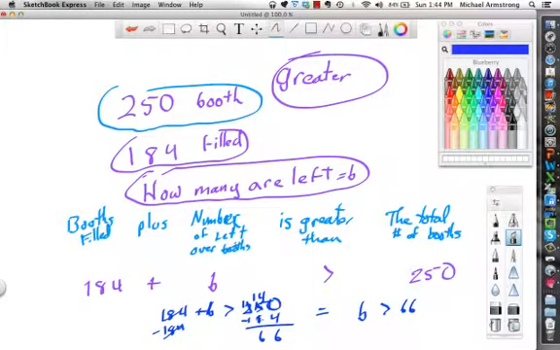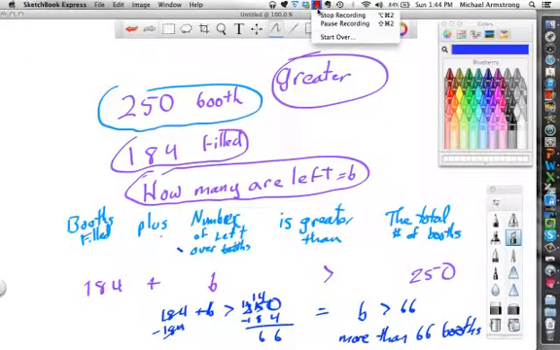And if we think about that, 180 plus 60 would be 240. Yeah, that makes sense. 240 plus the 6 and the 4 equals 250. So B is greater than 66. So that means that we have more than 66 booths. Now these story problems sometimes just take time, and you have to work them out. That's the hardest of what you have. Everything else is just going to follow things that you already know how to do. Have fun with it.